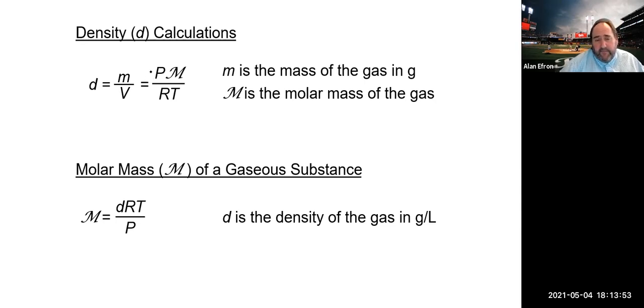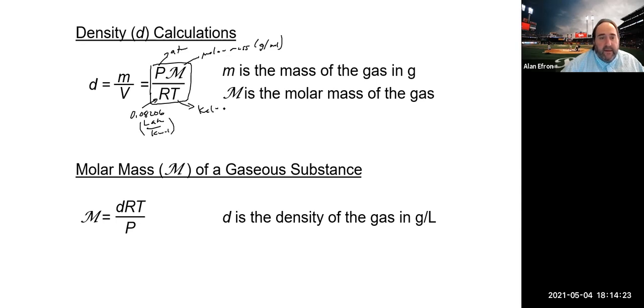And we do get this little part of our gas law here. This is our pressure, which is in atmospheres. That M is our molar mass, which is in grams per mole. R is our gas constant, which is 0.08206, and that is in liters atmosphere per Kelvin mole. And obviously, this is our temperature in Kelvin.